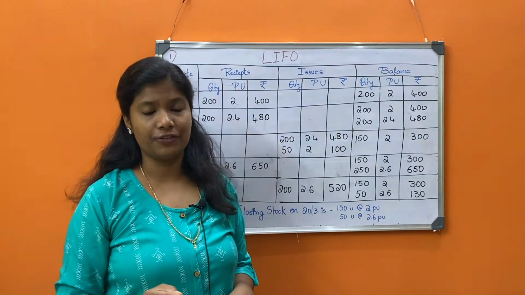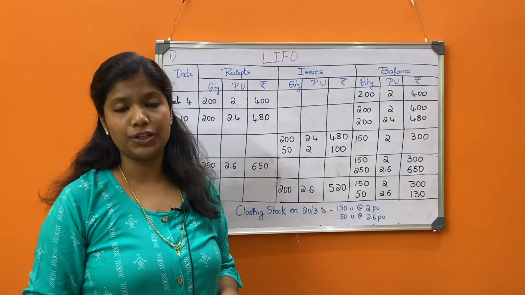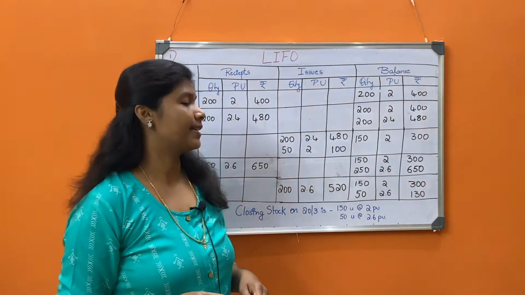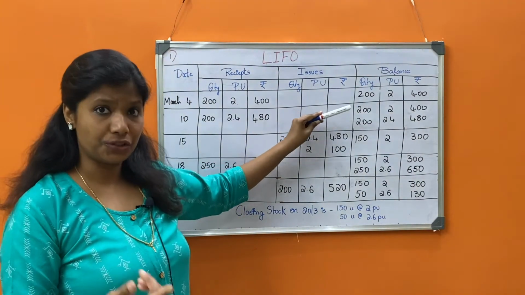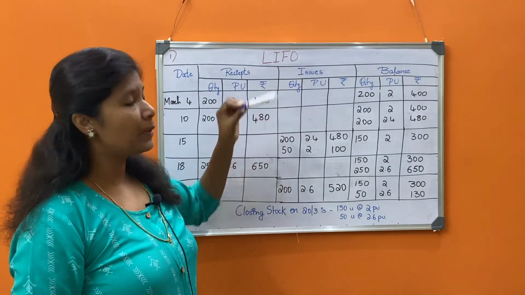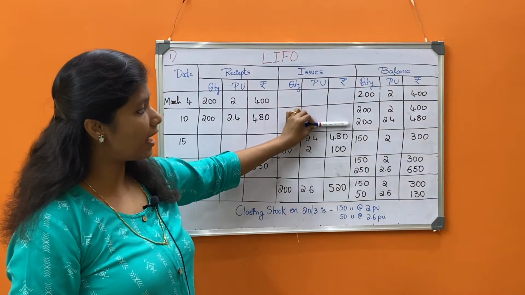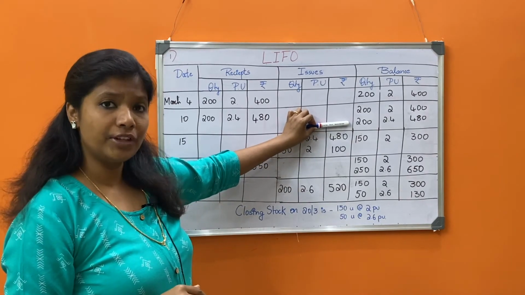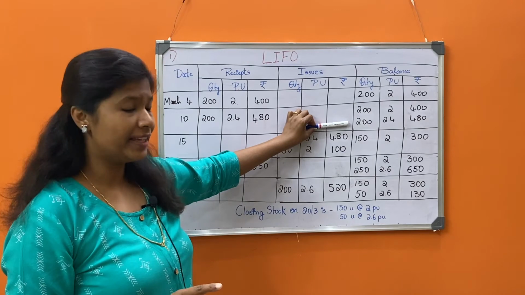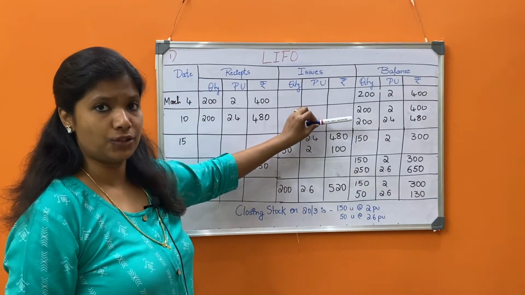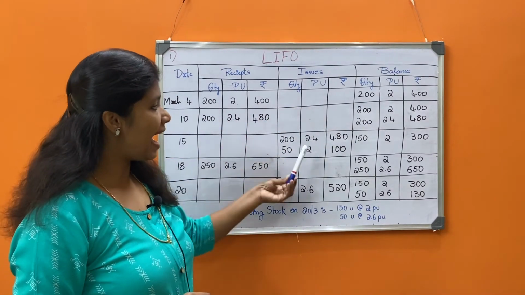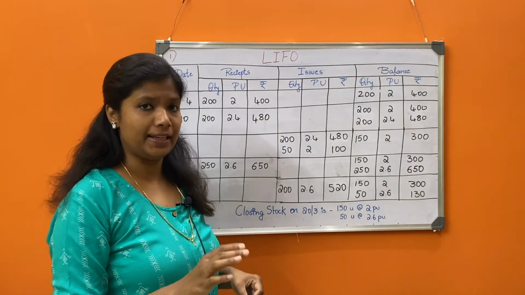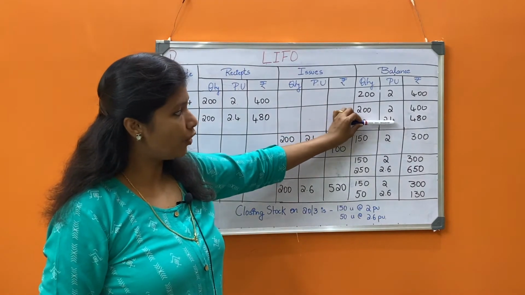On March 15th, the company has decided to issue 250 units. Now let's see the pricing. Let's first look at the stock. Since we are dealing with last in first out, let's look at the last stock, not the first, the last stock. Do we have 250 units? No, we only have 200. Issue the entire stock, that is 200 at the rate 2.4, 480 rupees completely. So this stock is gone.